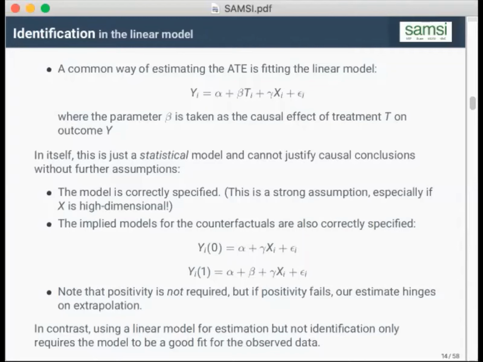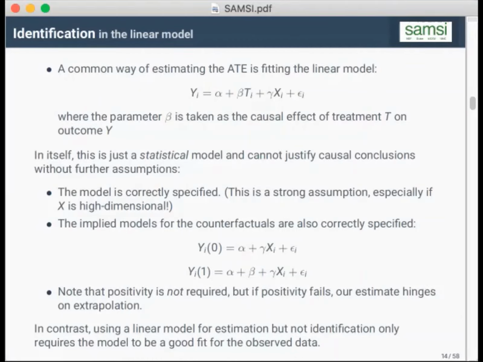A common alternative to the non-parametric identification on the previous slide is to estimate or identify the ATE through a linear model. So we can assume that Y is linear in the treatment and the covariates, and then interpret the parameter beta, the treatment parameter, as the causal effect of the treatment on the outcome. But this requires stronger assumptions than the strategy on the previous slide.